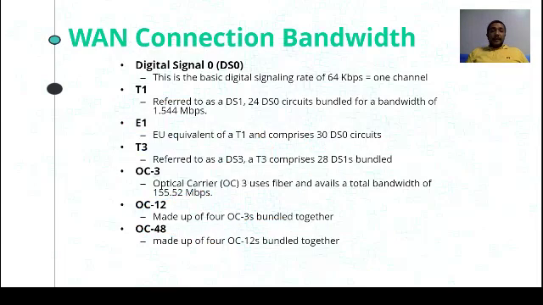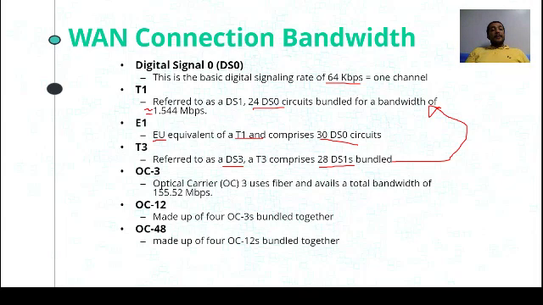Now, let's talk about some of the bandwidth. Let's just go back. Okay? So, yung DS0 natin, it's 64 kilobits per second. T1 has 24 DS0, so it's roughly around 1.544 megabits. So, sa Europe, okay, equivalent siya ng T1, so comprised of 30 DS0 circuits. T3 or DS3 comprises of 28 DS1s, okay, 28 T1s.